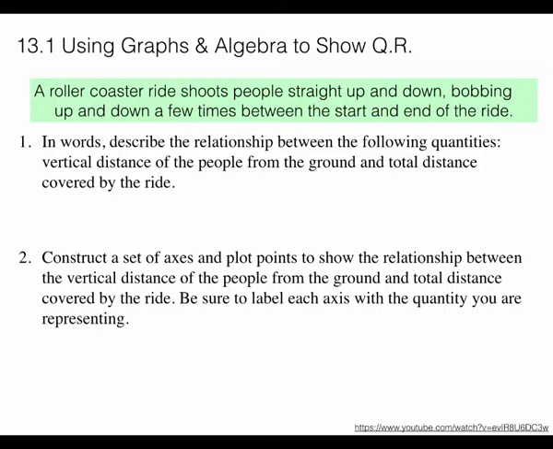I would like you to focus on two in particular, okay? I'd like you to focus on the vertical distance of the people from the ground and the total distance covered by the ride, okay? And I'd like you to describe the relationship between those two quantities in words, and then I'd like you to try to construct a visual representation of the relationship between those quantities. Are there questions about the directions?